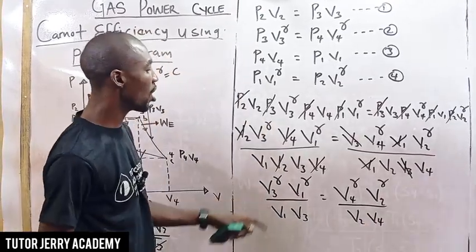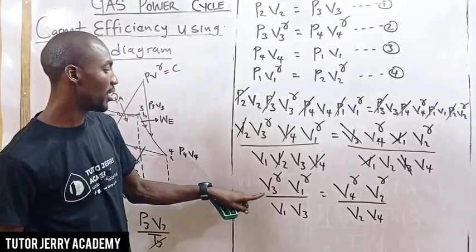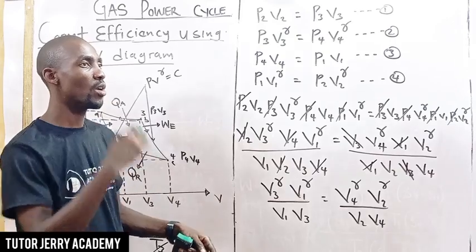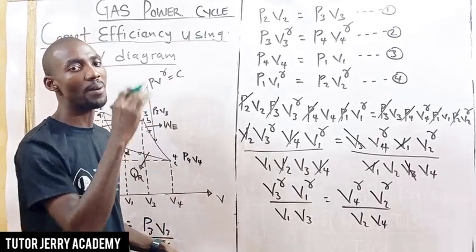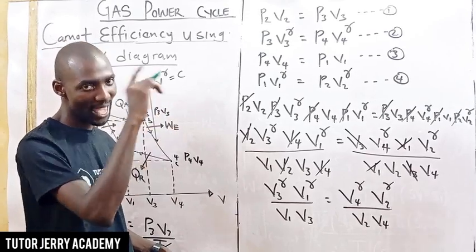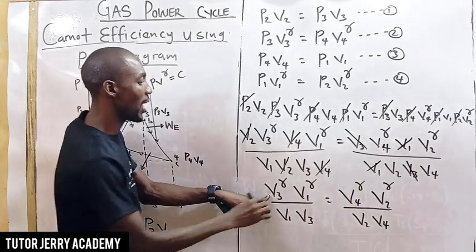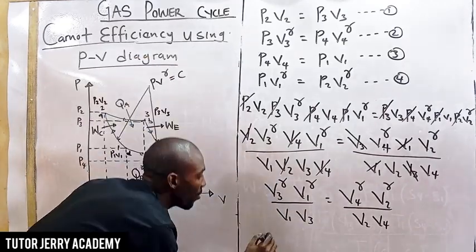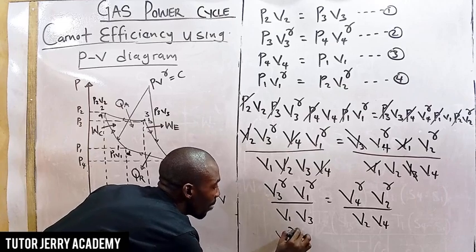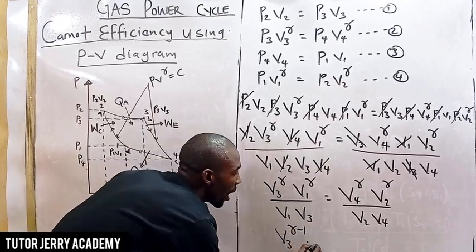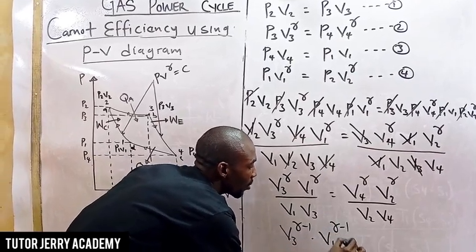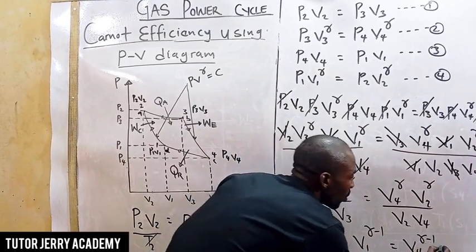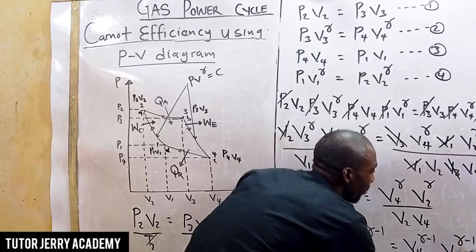So now from the law of indices, this is V3 to power gamma, all over V3, right? From the law of indices, we know a to the power of x divided by a to the power of y is nothing but a to the power of x minus y. So here, if I pick V3, this one is raised to the power of 1. So it's going to be V3 to the power of gamma minus 1. Similarly with this, I'm going to have V1 to the power of gamma minus 1, which is equals to V4 to the power of gamma minus 1, then V2 to the power of gamma minus 1.